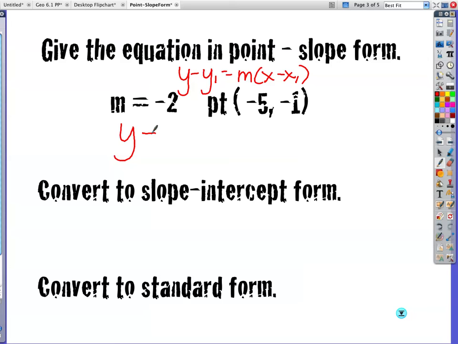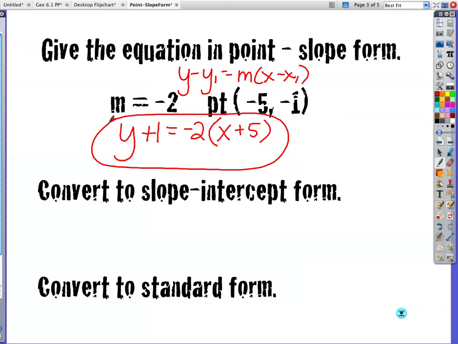Here's where I don't want us to write it out twice. So I got y minus negative 1. I'll write y plus 1 equals. Slope is negative 2. And then x, oh, we got minus negative 5. What's minus negative 5? Plus 5. That's all we do. That's all you do. You just basically substitute the numbers in.